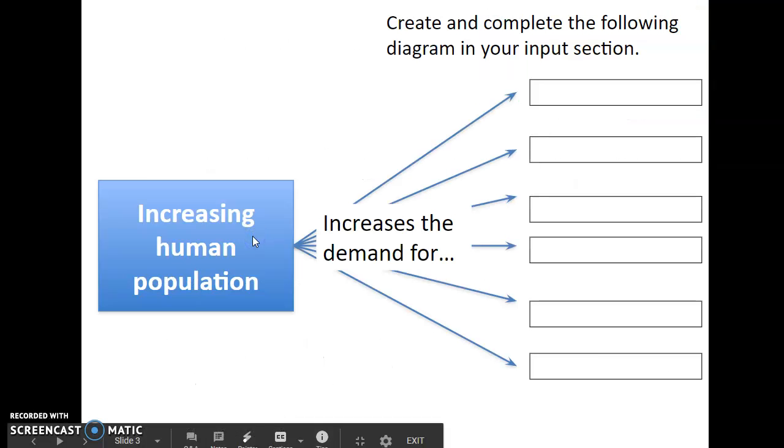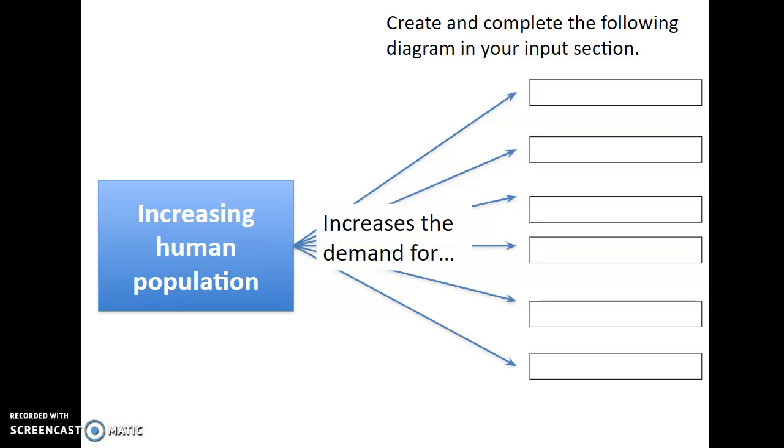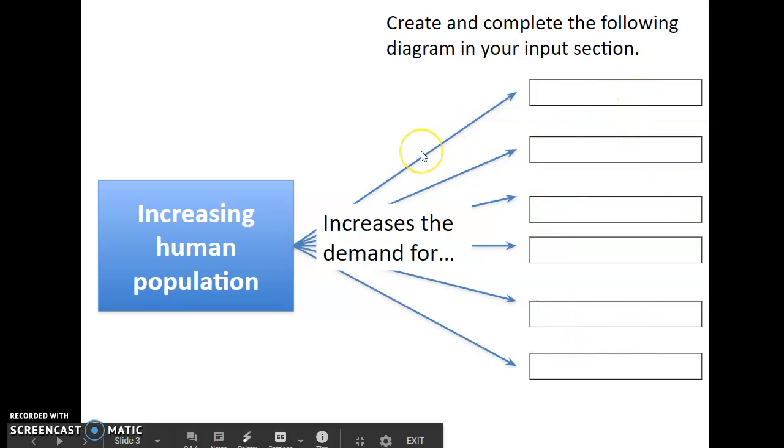Before we begin, take some time to think about this. Increasing human population increases the demand for what? There is really no right or wrong answer. I just wanted to get your brains thinking. If you said things like food, natural resources, water supply, energy, jobs, for example, these are all good things that you could have used to fill these boxes on the right-hand side.